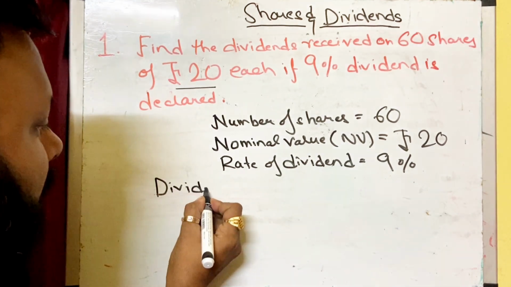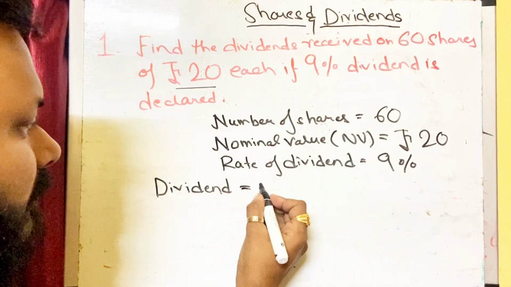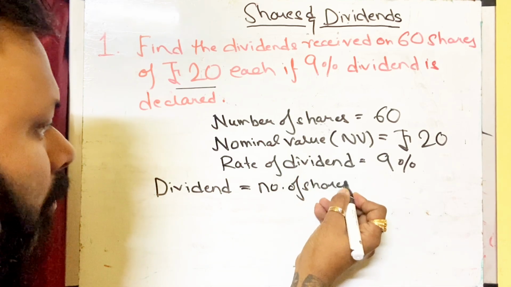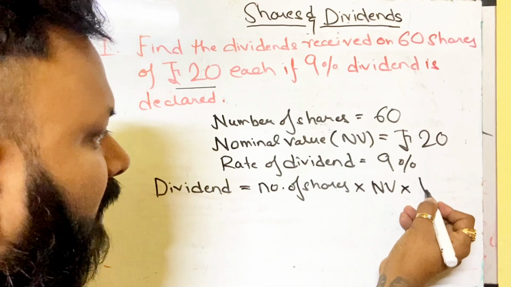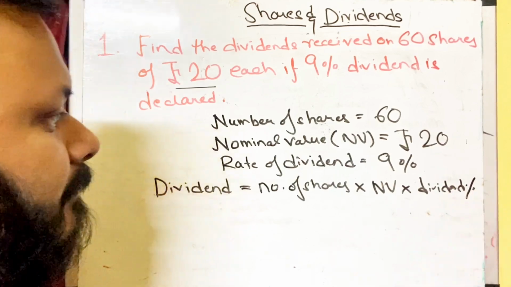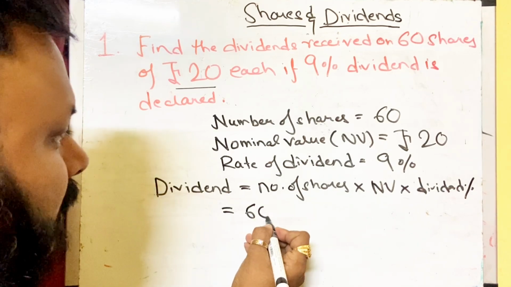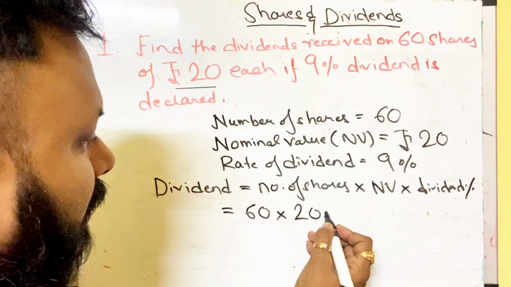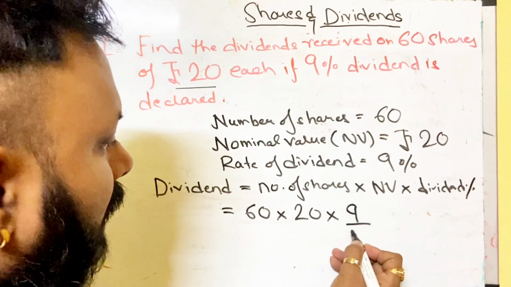What is the formula? Dividend is equal to number of shares into NV into dividend percent. Fine. Now what is the number of shares? That is 60. What is the NV or the nominal value? It is rupees 20. And what is the dividend percent? It is 9. So we write as 9 by 100.